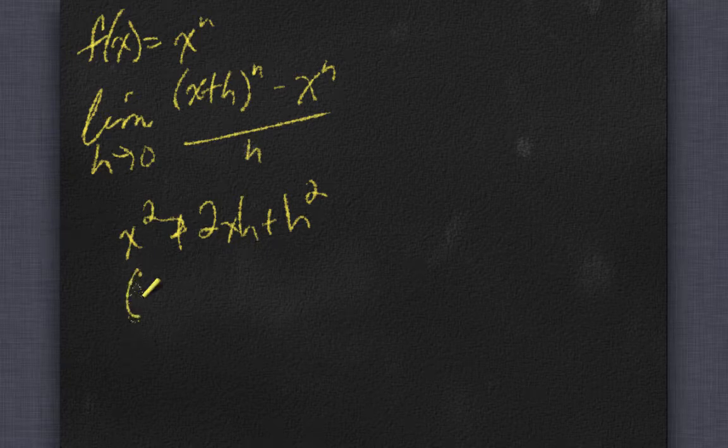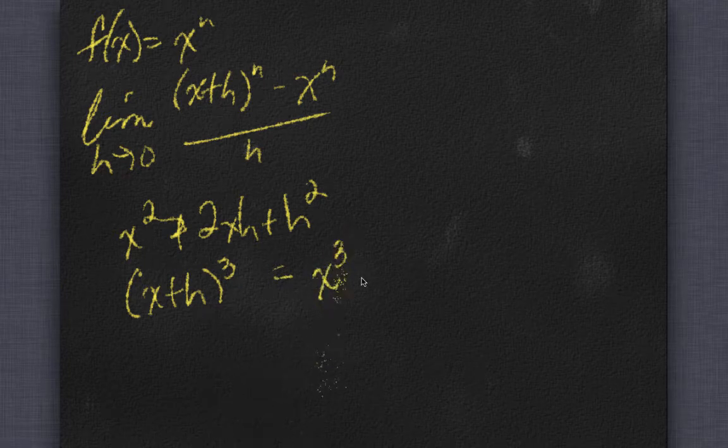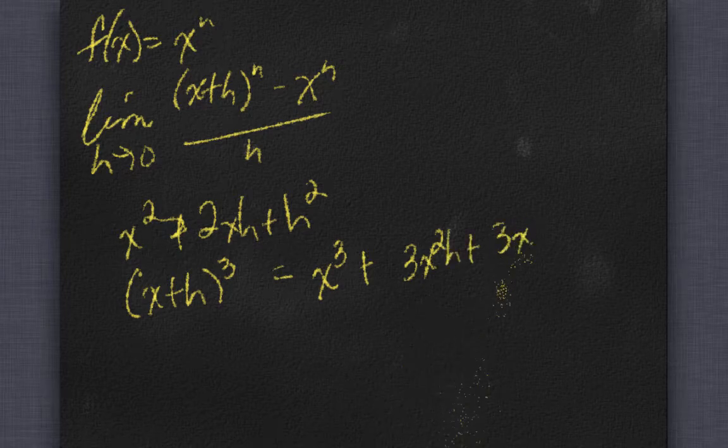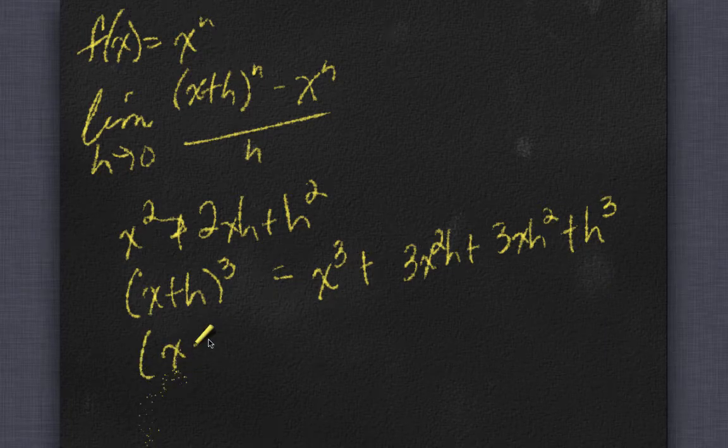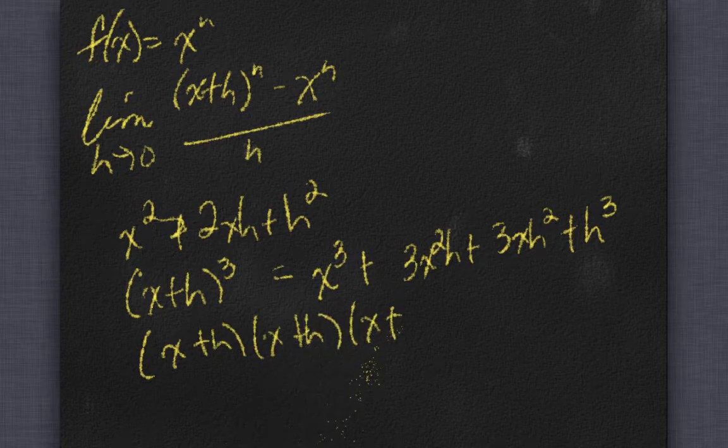If I have x plus h cubed instead, then I get x cubed plus 3x squared h plus 3x h squared plus h cubed. Now, when I put these all together, each term in the product would have been somebody from here times somebody from here times somebody from here. And it just all gets spread out, and then you combine the like terms. But in the one case, I got all three x's.